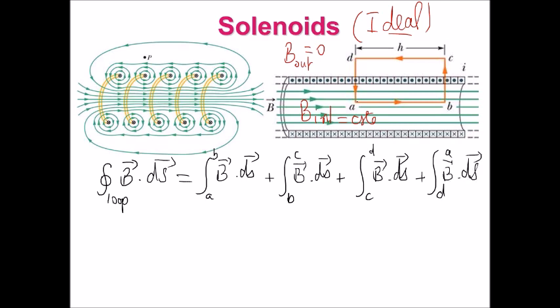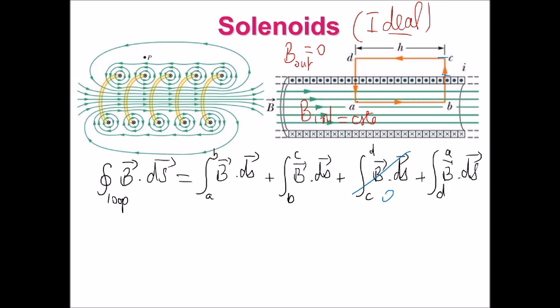So there is one integral that's quite easy to calculate. It's indeed 0. If we go from C to D, B is 0. So what is this integral? It's just 0, so we can cancel it. If we go from B to C, in this part here outside, B is 0. So the circulation of B here is 0.